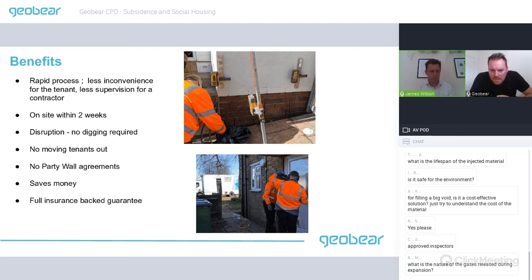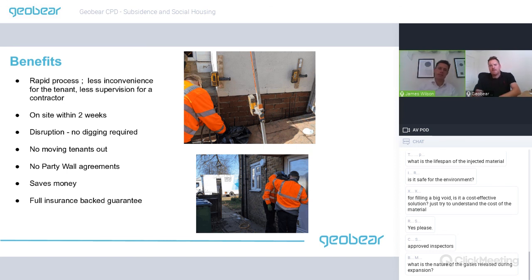Okay, what is the nature of the gases released during expansion? Don't have that detail to hand, I might get back to you on that. It's safe for someone to be in the house, but there are some gases released, and when the techs are injecting, they do wear face masks. So we can do it with the homeowner still there. It's not hazardous for them to be in the house when we're there, but they can't be in the vicinity of the area that we're doing the works.